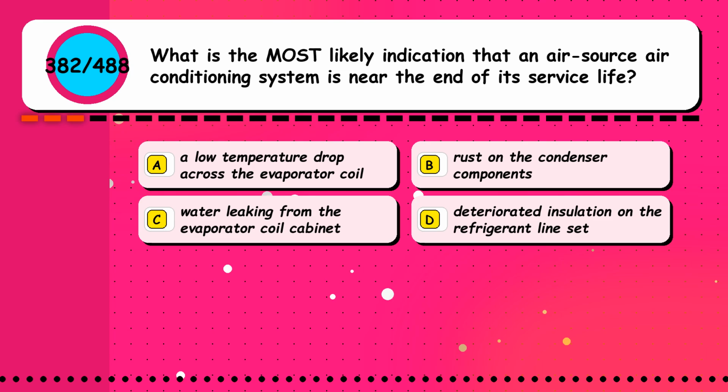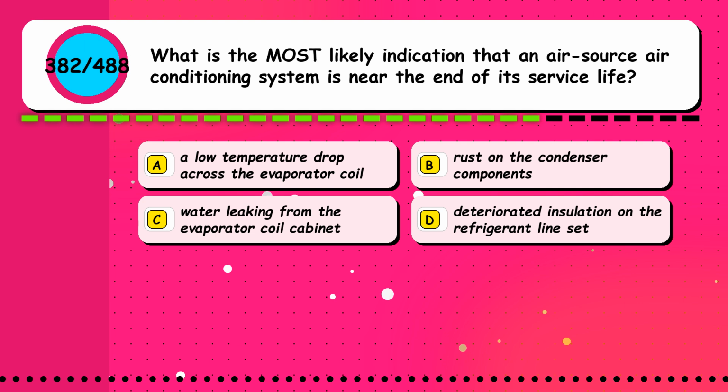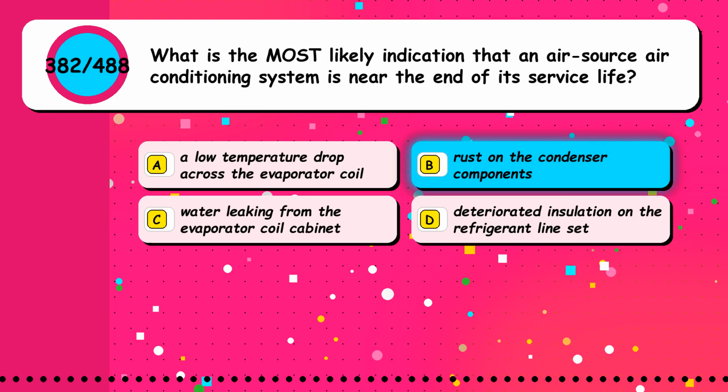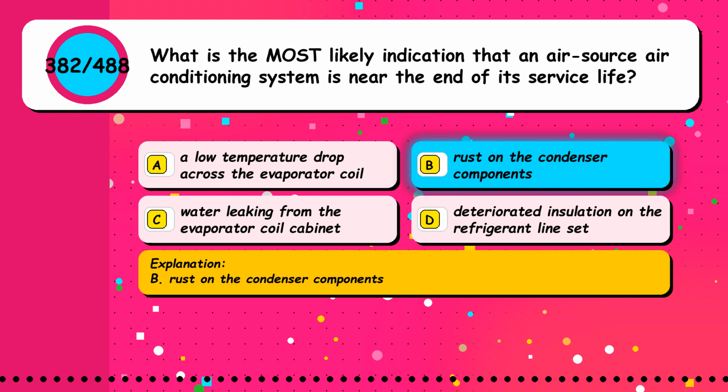Question 382. What is the most likely indication that an air source air conditioning system is near the end of its service life? Option A, a low temperature drop across the evaporator coil. Option B, rust on the condenser components. Option C, water leaking from the evaporator coil cabinet. Option D, deteriorated insulation on the refrigerant line set. The correct answer is option B, rust on the condenser components.